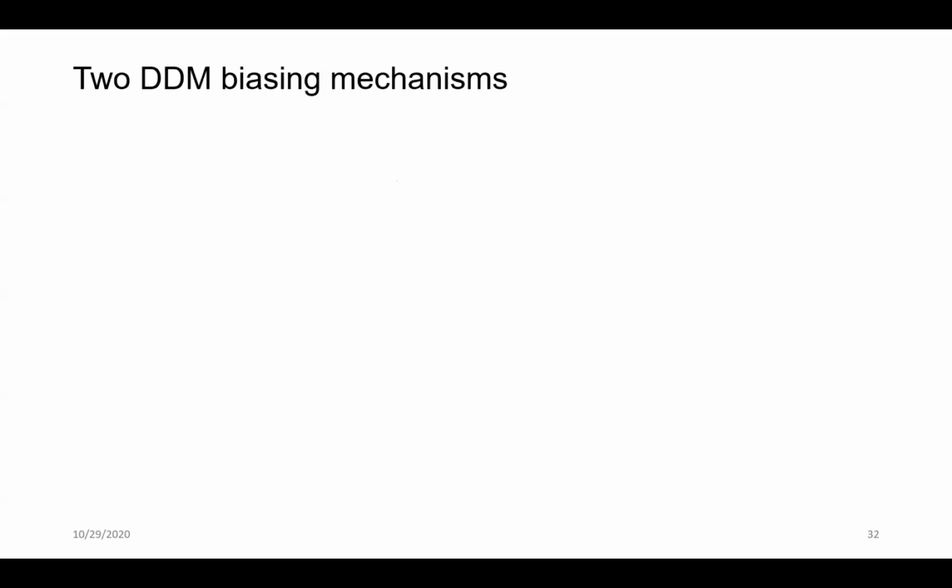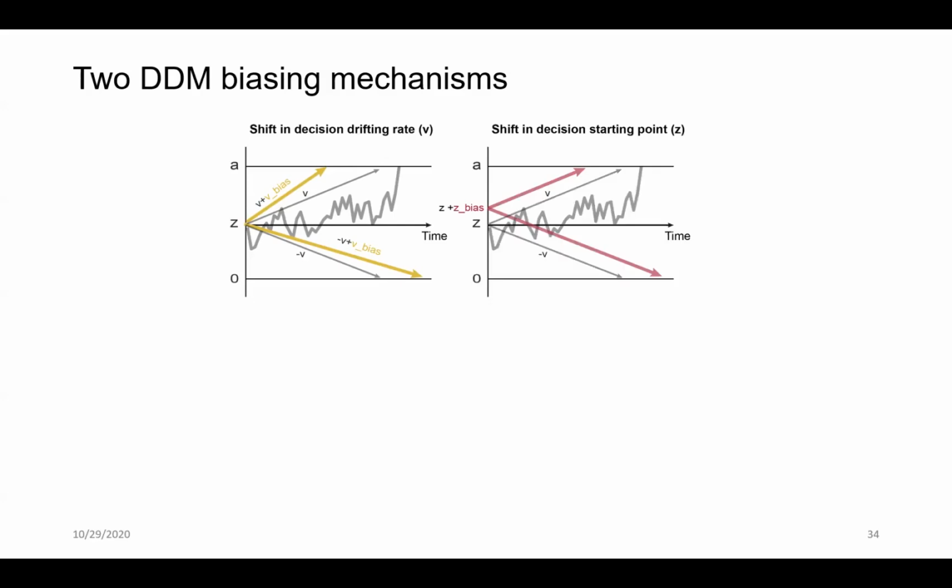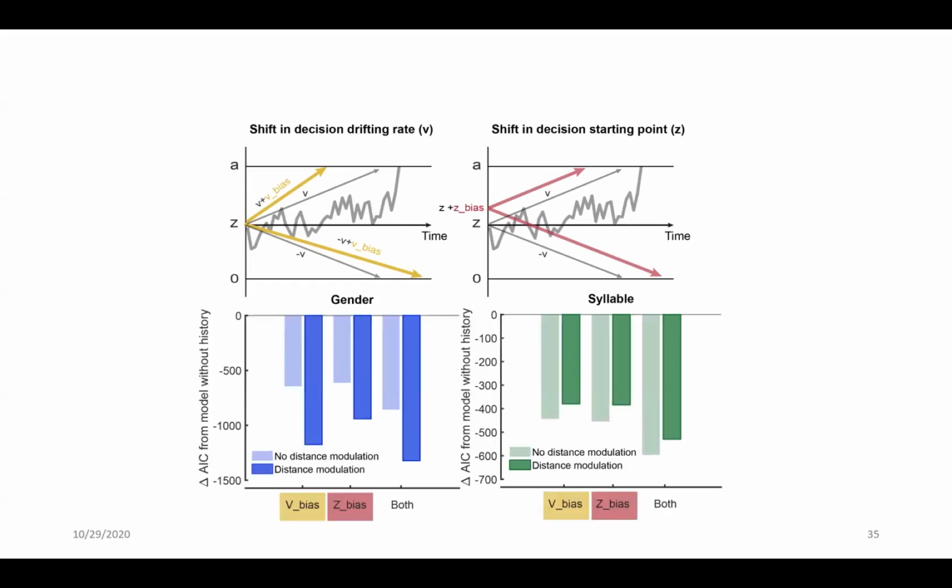So there are two biasing mechanisms. One is a shift in decision drift rate. It's a dynamic bias. And two is a shift in decision starting point. This is more like a static bias. And the results show that for gender, as you can see, there is a strong modulation for the distance. And both the starting point bias and the drift rate bias contribute. And for syllable, there is no distance modulation.